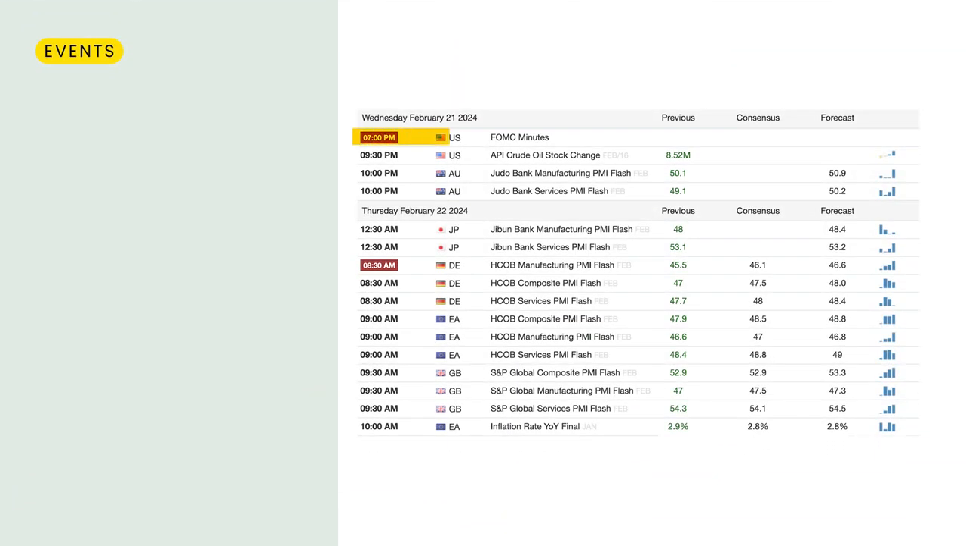In terms of economic data for this week, traders will be paying attention mainly to the FOMC minutes on Wednesday, services and manufacturing flash publications from the UK on Thursday, as well as the European inflation rate the same day.